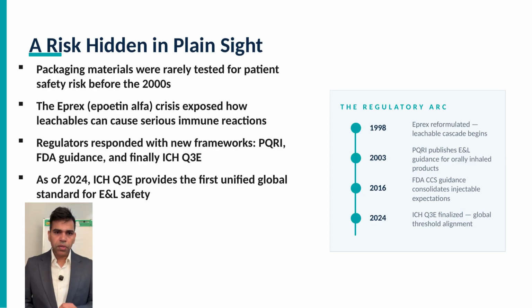A new excipient, polysorbate 80, replaced human serum albumin as a stabilizer. That combination, interacting with a leachable from the rubber stopper, triggered a cascade of immune responses. By 2003, over 13,000 cases of pure red cell aplasia had been reported globally. The industry learned at enormous cost that the container is part of the drug product.